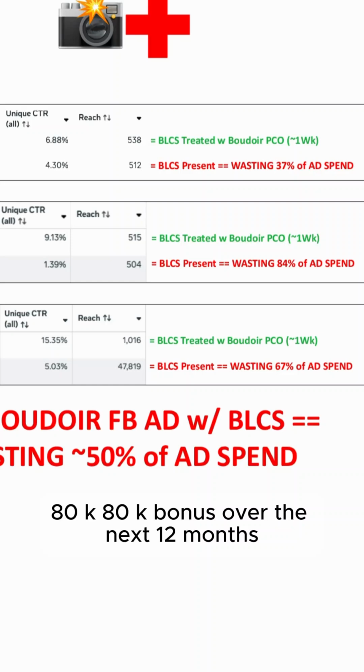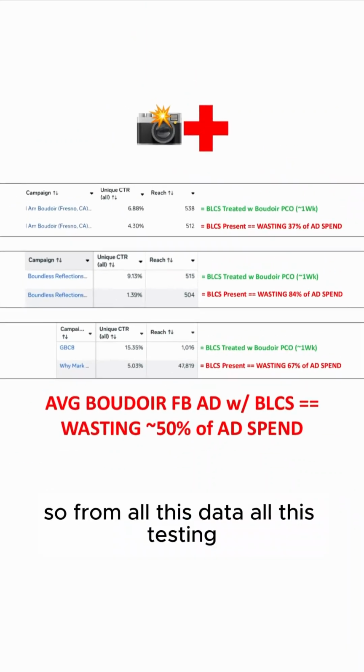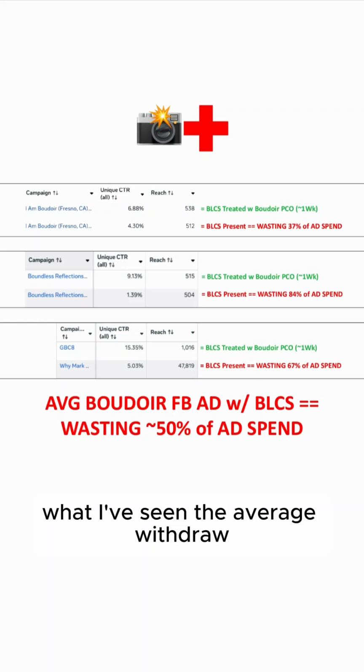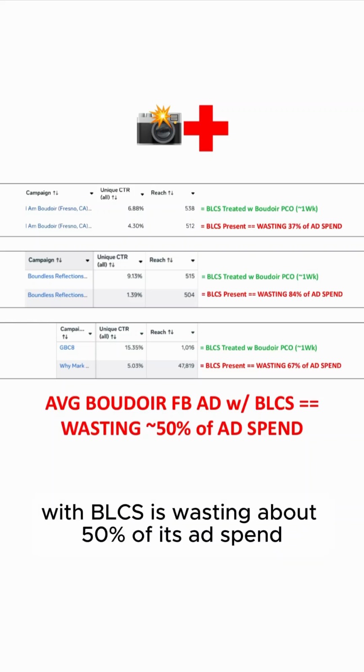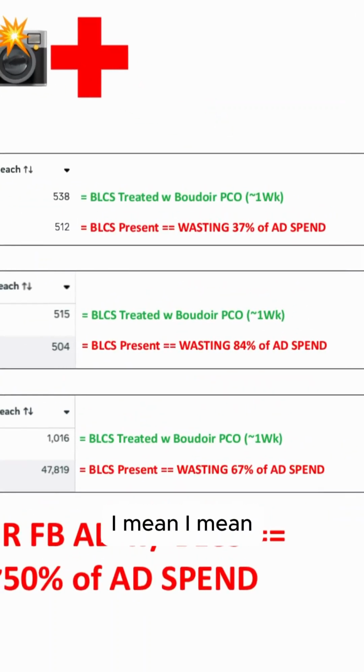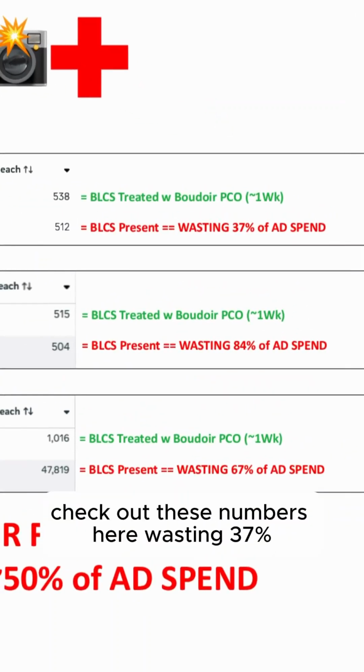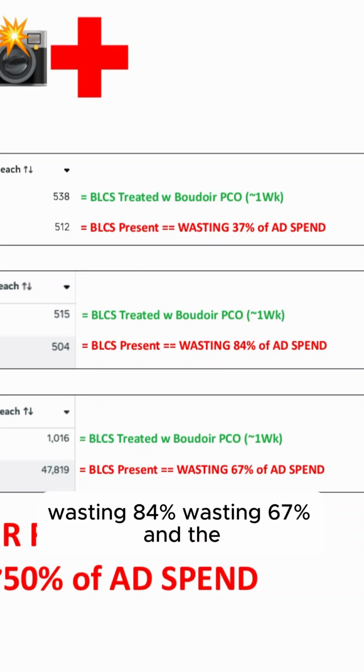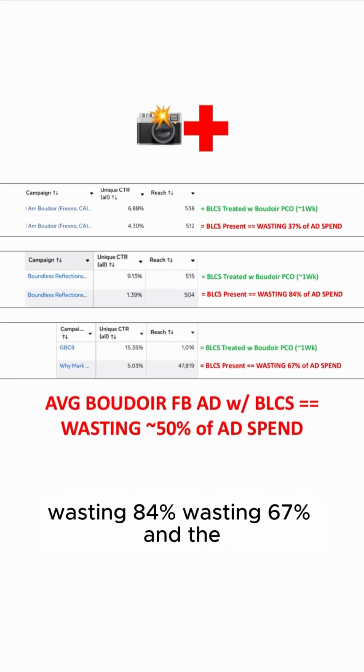80K bonus over the next 12 months. So from all this data, all this testing, what I've seen, the average Boudoir Facebook ad with BLCS is wasting about 50% of its ad spend. I mean, check out these numbers here: wasting 37%, wasting 84%, wasting 67%.